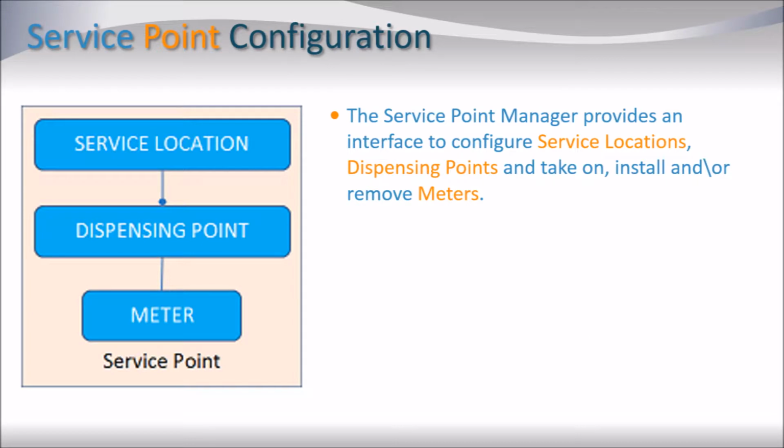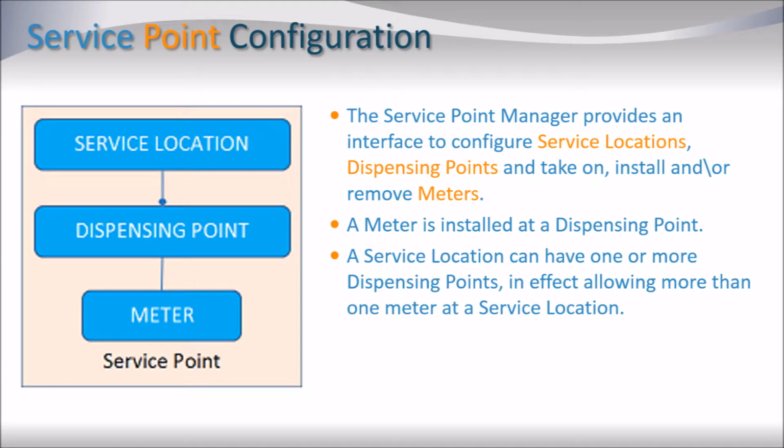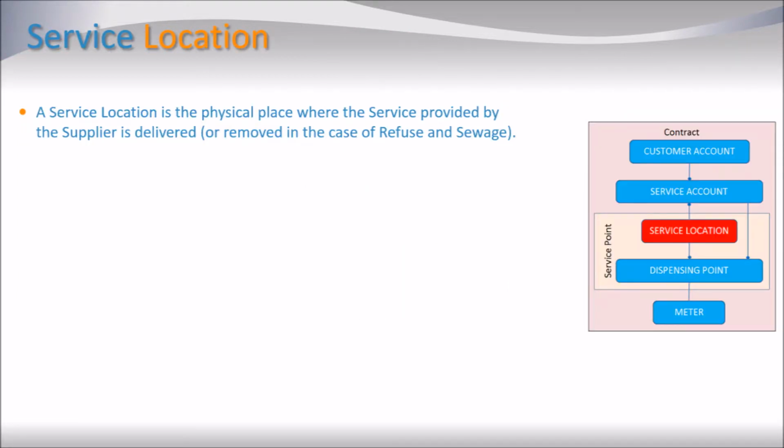Looking closer now at Service Point configuration. The Service Point Manager provides an interface to configure service locations, dispensing points, and take on, install and remove of meters. A meter is installed at a dispensing point. A service location can have one or more dispensing points, in effect allowing more than one meter at a service location. A service location is a physical place where the service, provided by the supplier, the utility, is delivered or removed in the case of refuse and sewage.